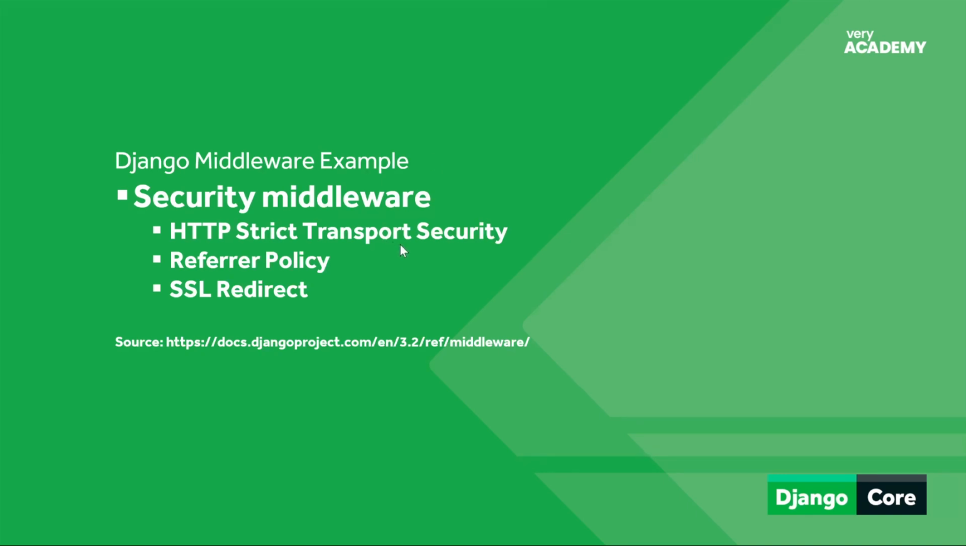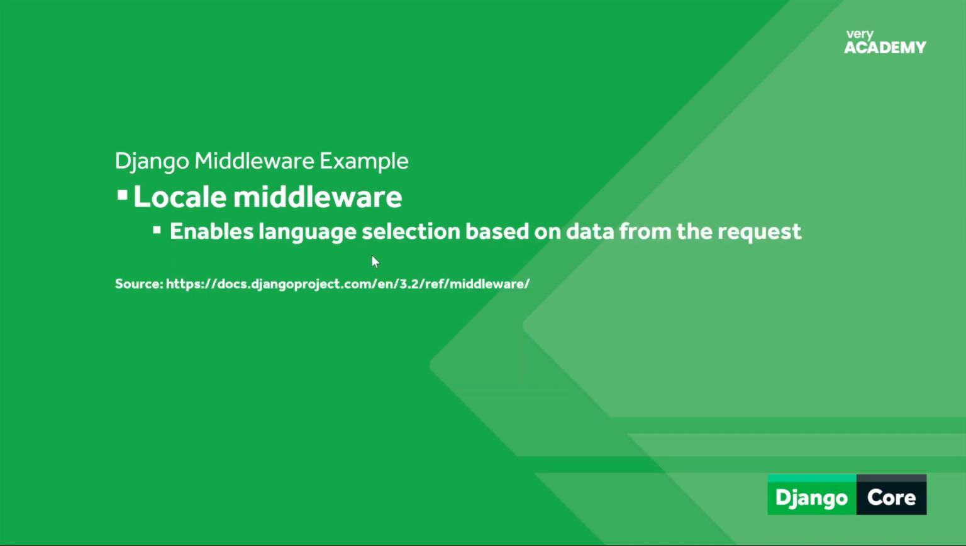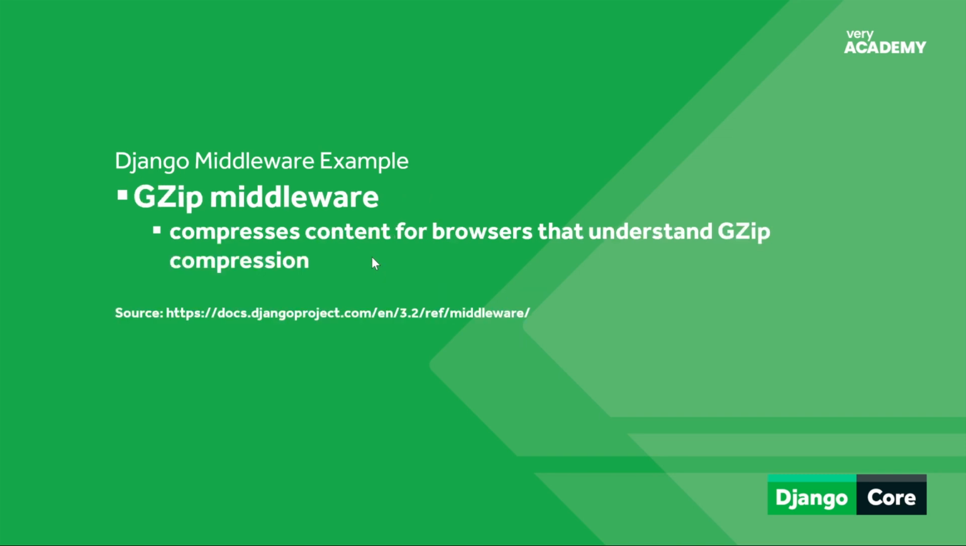What you will find looking at the documentation is there's middleware that isn't applied by default, which we could activate. Obviously, security middleware is there by default. The locale middleware is very interesting, enables language selection based on data from the request. That isn't activated by default. And the gzip middleware also. So this is a middleware which can compress content for browsers that understand gzip compression, and that can help speed up the delivery of data to the user.